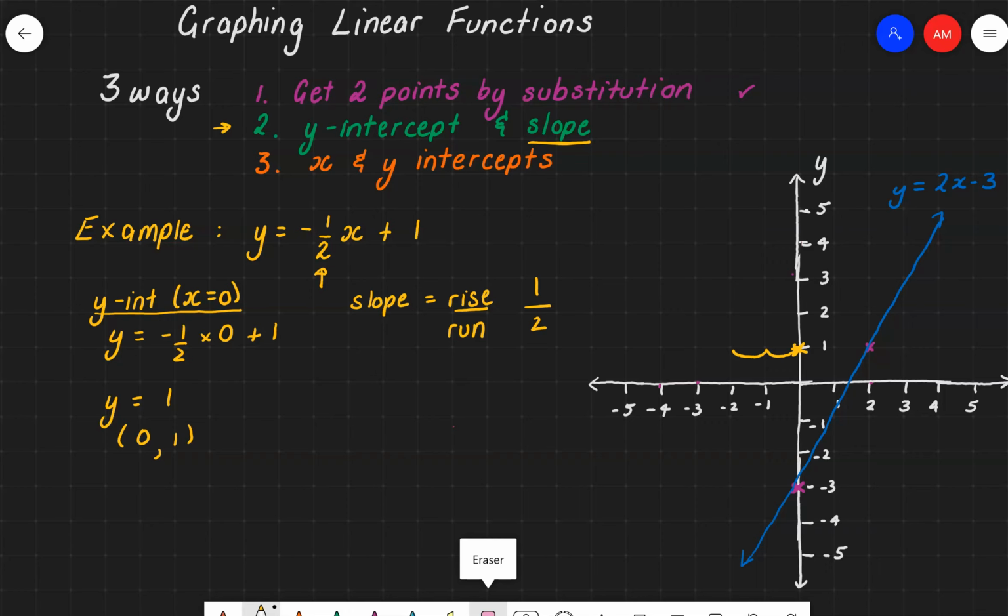Now, does that mean we go 1 down or 1 up? That's when we look at the negative sign, and we talked about this, that it has to be decreasing. So that means we're going to go up by 1 here, and we put our cross. If you had run 2 the other way, 1, 2, then you would have to go down, because if you went up, it would be increasing. Okay, and we then connect our dots.